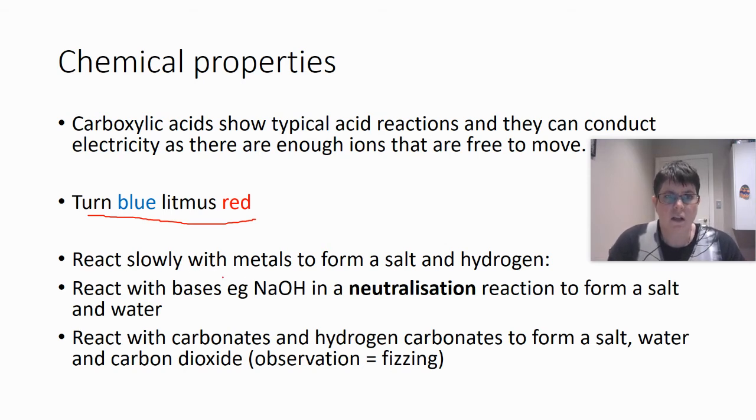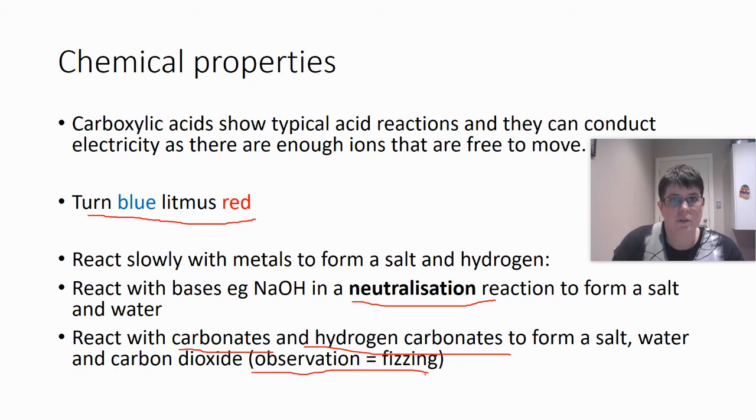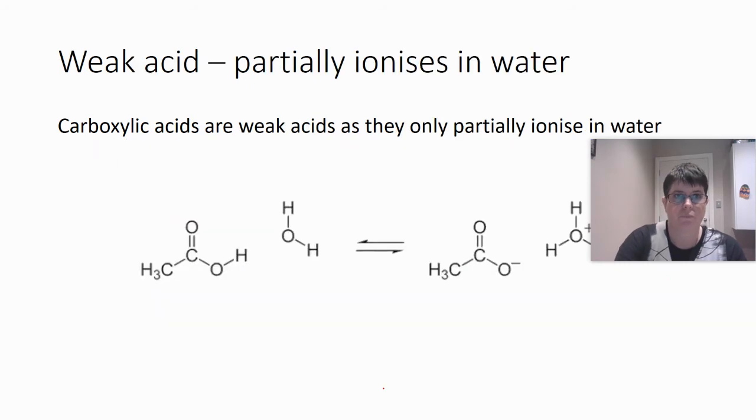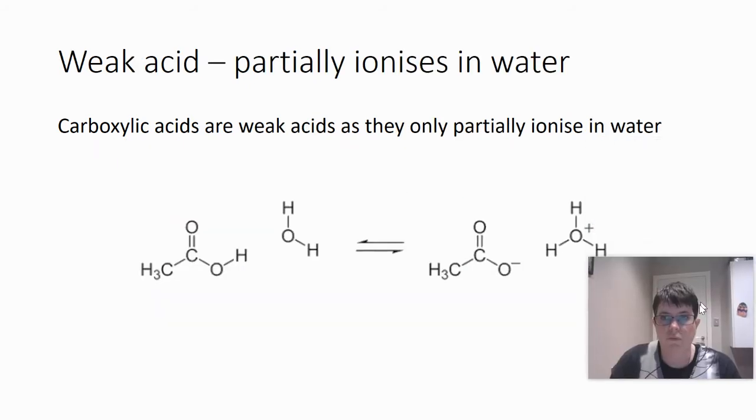Carboxylic acids react slowly with metals to form a salt and hydrogen. They react with bases in an acid-base reaction or a neutralization reaction, to form a salt and water, and they react with carbonates and hydrogen carbonates, like our baking soda, to form a salt, water, and carbon dioxide. So in this type of reaction with carbonates, the observation you'd see is fizzing as the carbon dioxide is produced. So let's look at each of these.